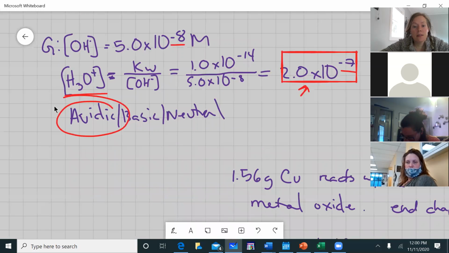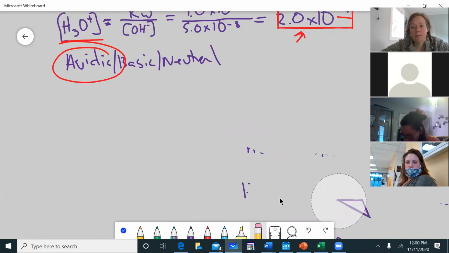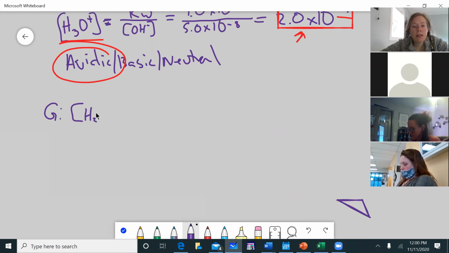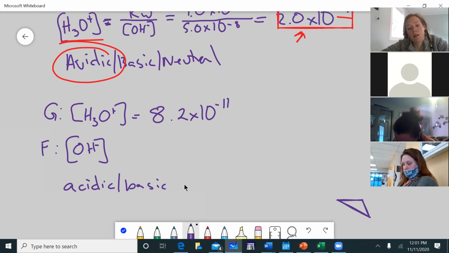Let's do another one of these. So given, you have an H3O plus concentration of 8.2 times 10 to the negative 11. Find your OH concentration. And then tell me, is it acidic, basic, or neutral?